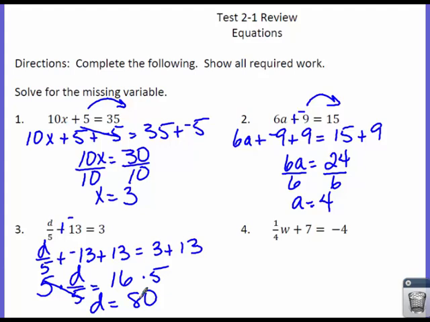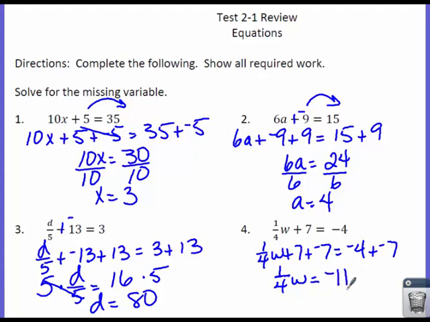Now number 4, we actually have a fraction. So when we get to this multiply by 1/4, we'll see how we get rid of that in just a moment. So first I have to get rid of the 7. So 1/4 w plus 7 plus negative 7 equals negative 4 plus the negative 7 I added on the other side. So we're left with 1/4 w is equal to, and then negative 7 and negative 4 make negative 11.